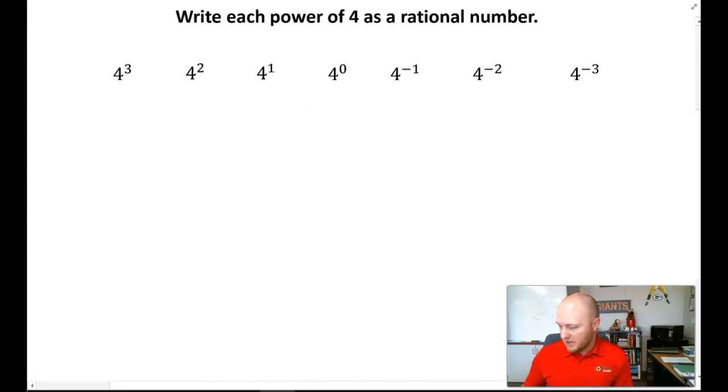Last step, real quick. Here's our 4's. 4 to the 0, 1. 4 to the first, 4. 4 squared, 16. And 4 cubed, 64. 4 to the negative first, 1/4. 4 to the negative second, 1 over 16. And 4 to the negative third is 1 over 64.